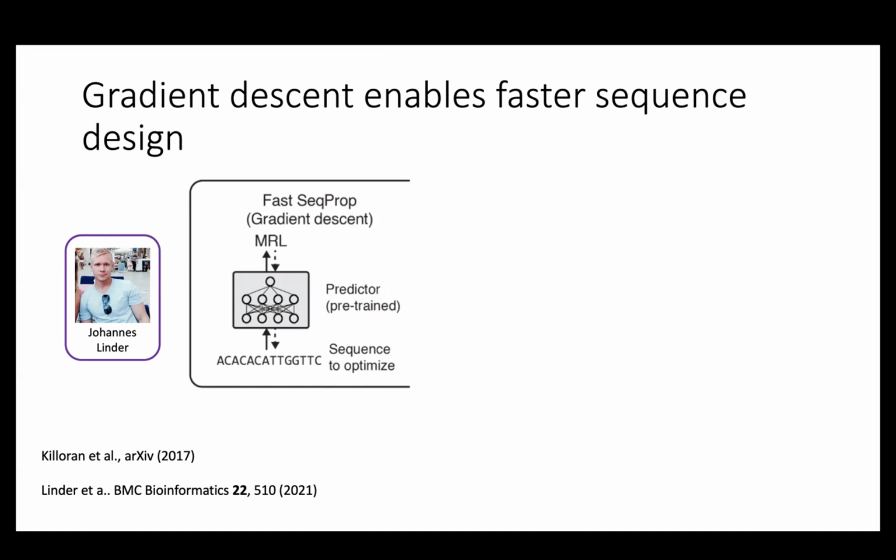So building on prior work, what he does is essentially take the discrete sequence, replace it by a continuous differentiable matrix, essentially something that looks like a positional weight matrix. And then we can do backpropagation and gradient descent on this input sequence to make changes always in the direction of higher sequence fitness, or higher fitness sequences.